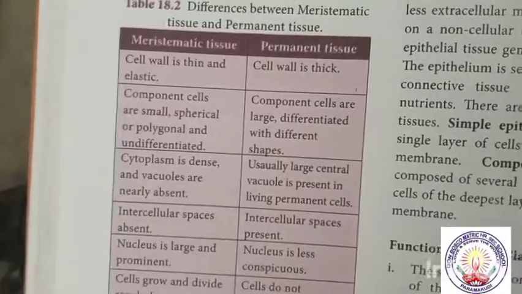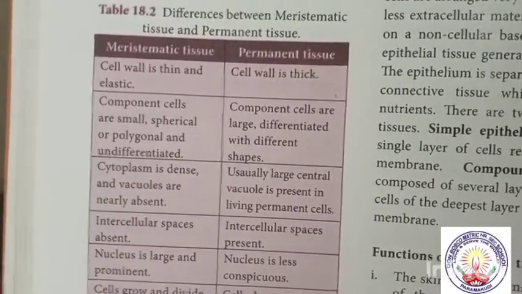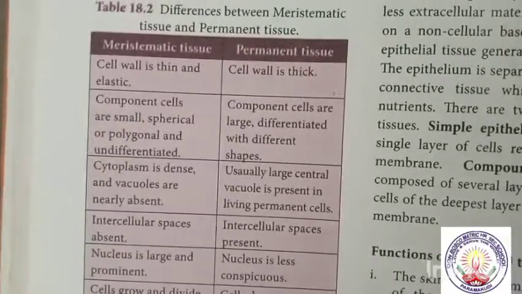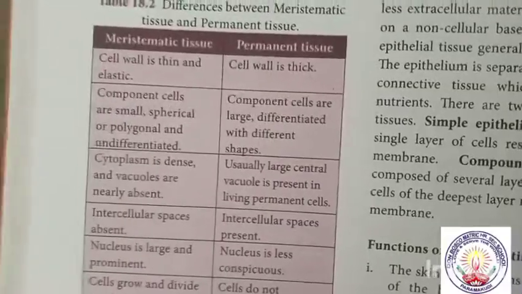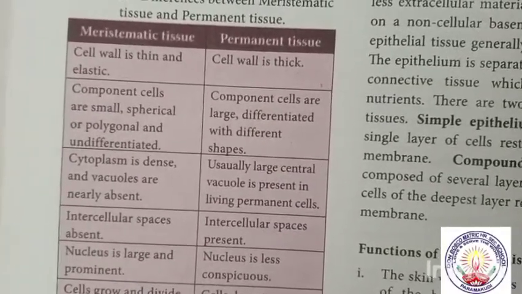Cells grow and divide regularly. Cells do not normally divide. Meristematic tissue provides mechanical support and elasticity to the plant body. Permanent tissue provides only mechanical support.